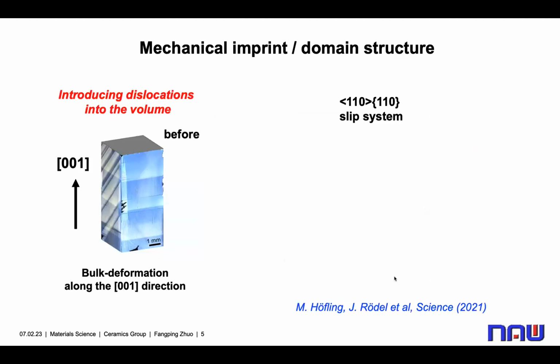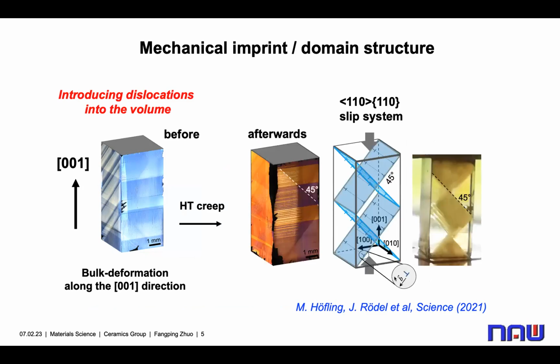Basically, we have the single crystal and we just compress it along the 001 direction by using high-temperature creep experiments. After the deformation, we see some cloudy regions at 45 degrees with respect to the edges. In this case, we know we activate the 110 slip system, as the schematic shows here. If we closely look at the domain structures, we see some changes. So we are very interested in seeing the influence of dislocations on properties.